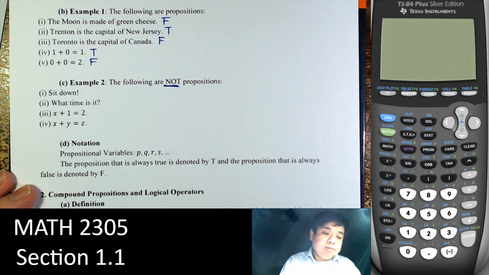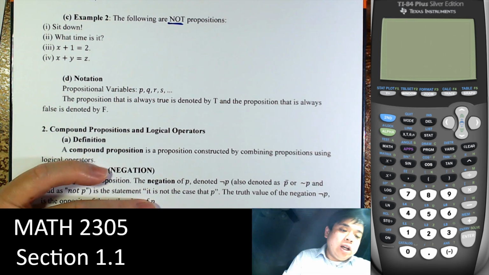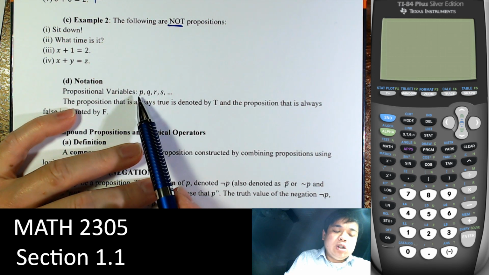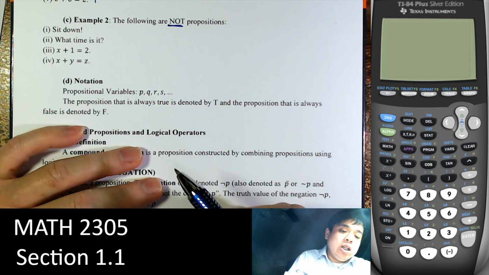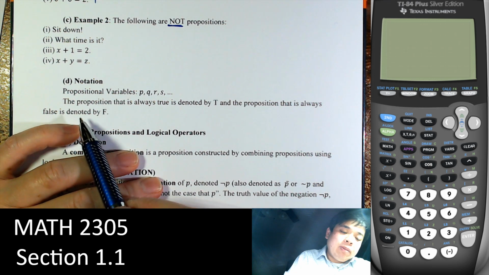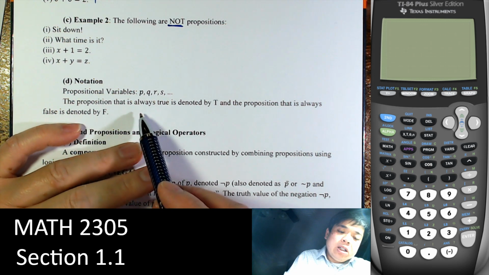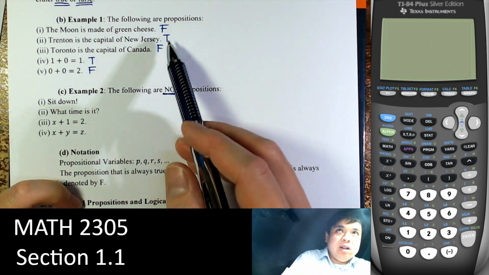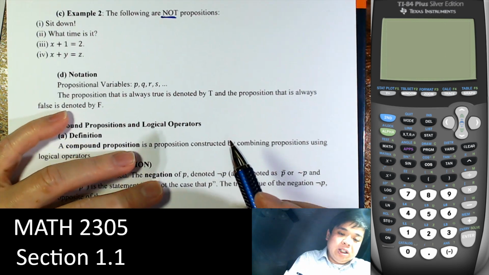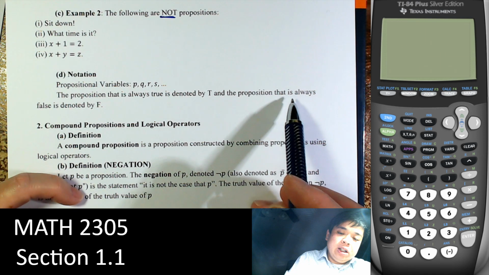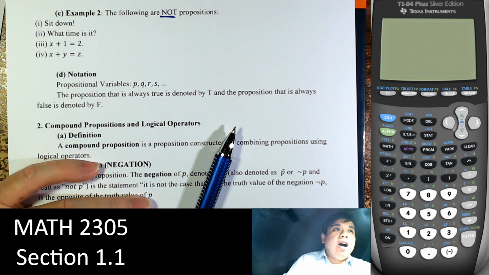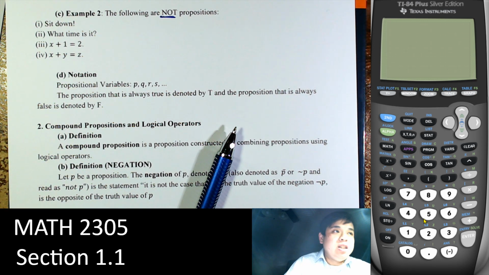The notation: we use lowercase letters starting from P, so P, Q, R, S, and so on, to denote propositions. The proposition that is always true is denoted by T, and the proposition that is always false is denoted by F. On the calculator, true is 1 and false is 0.